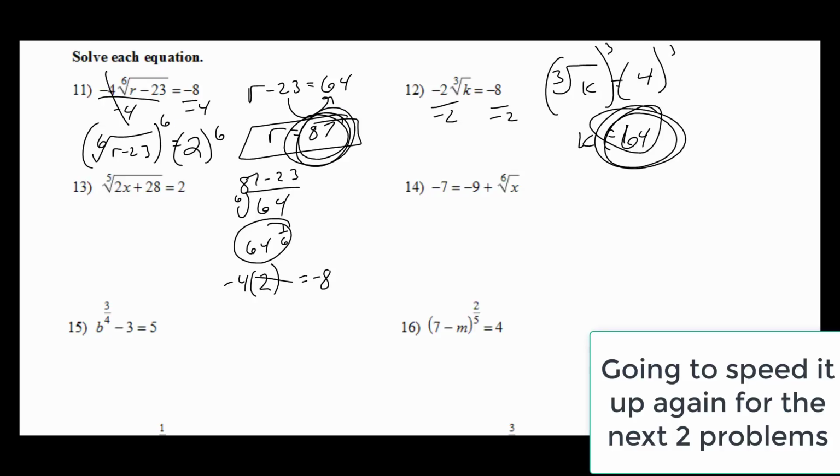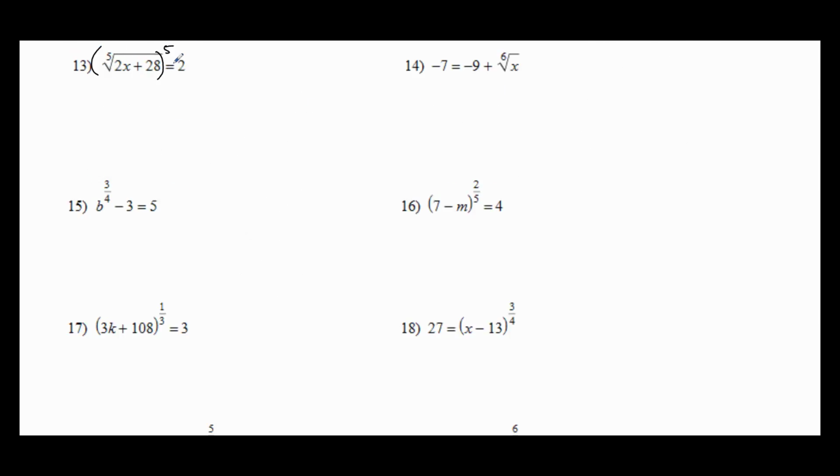All right, let's go to 13. Okay, this is already isolated, so now let's take it to the 5th power. So I get 2x plus 28 equals, this is 32. Bring it over. 2x equals 4, x equals 2. Now let's make sure it works. 2 times 2 is 4, plus 28 is 32, 5th root of 32 is 2, which is good. So that works.